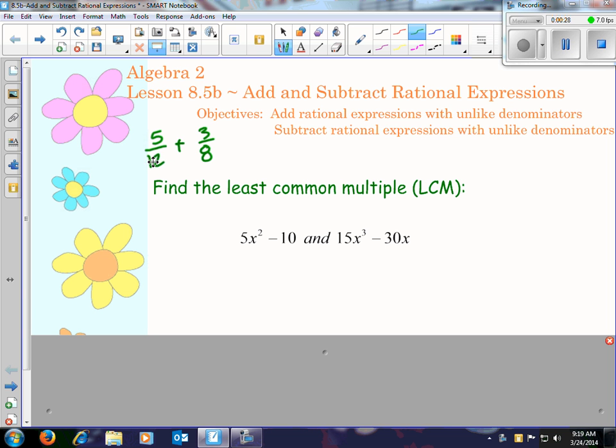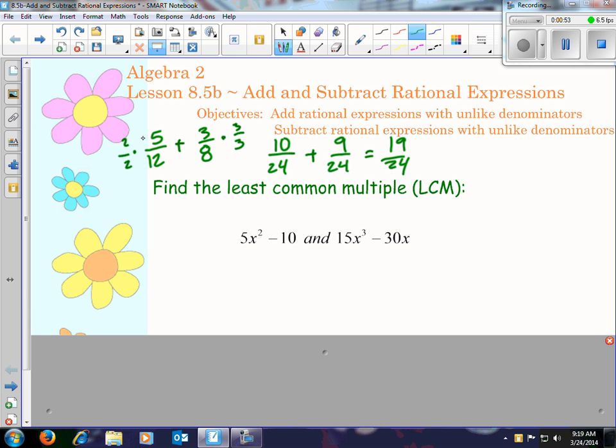So if I make this 24, then I'm multiplying it by 2. So that means I also have to multiply the top by 2. So this is really going to be 10 over 24 plus, and 8 has to be multiplied by 3 to get to 24, so I have to multiply top and bottom by 3, which is 9 over 24. So then my answer would be 19 over 24.